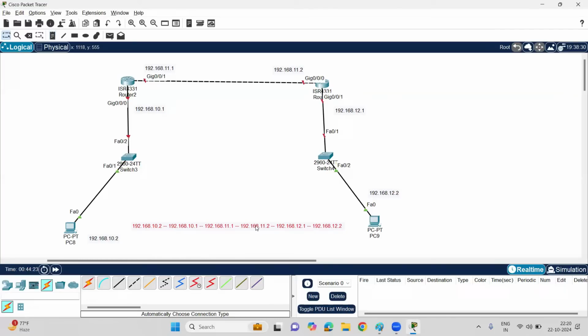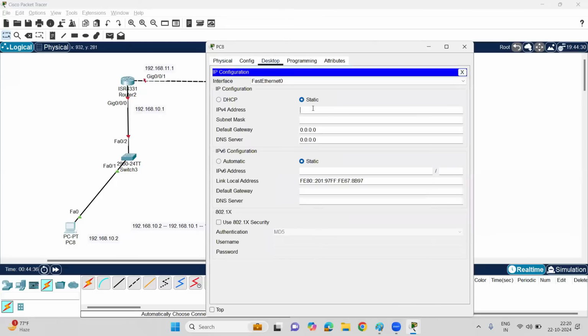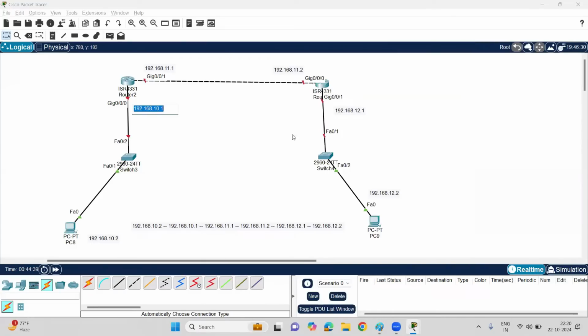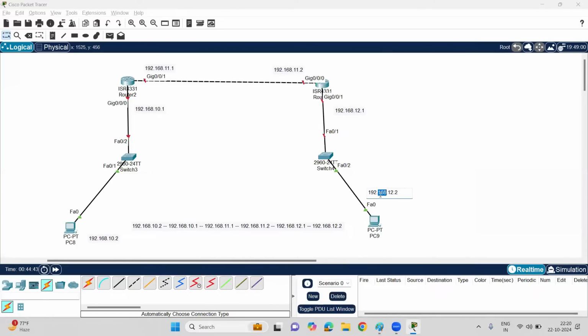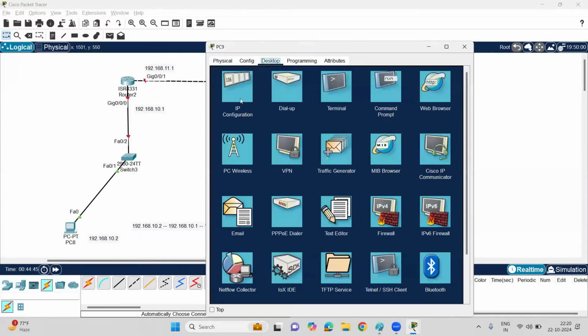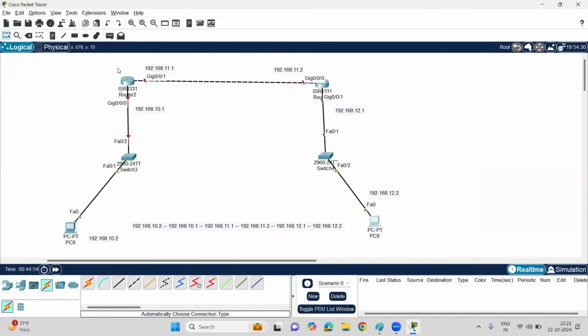Now what is the problem? Why do we need routing first of all? Let us provide the IP addresses to all of these first. On this PC, I have provided the IP address 192.168.10.2 and the gateway is 192.168.10.1. On this side, let's provide the IP address and gateway to this PC. We have provided the IP addresses as well as the gateways.